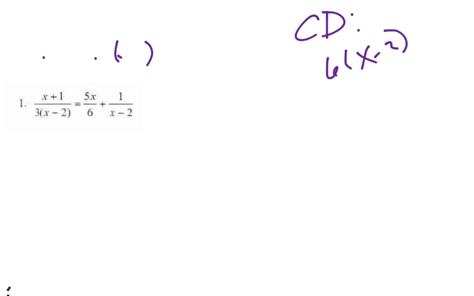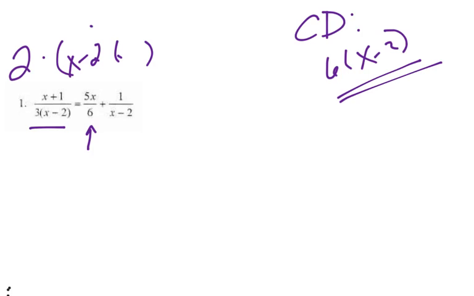So as you look at that, you're going to compare this denominator with your common denominator. 6 divided by 3 is 2. X minus 2 is in both, so it's good. Then you're going to compare this denominator with the common one. The 6 is good, but it needs an x minus 2. Then you're going to compare the last denominator with the common denominator, and it's just missing a 6.